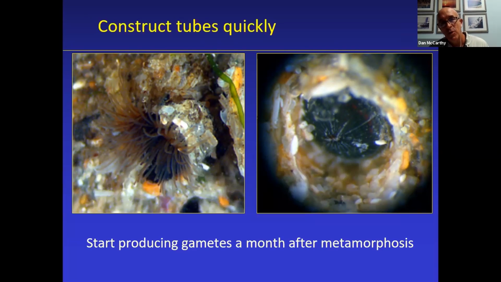After settling in metamorphosis, we know that they can produce gametes roughly a month after. That's very quick for them to start producing gametes. A lot of organisms, like sharks, for example, take years to be ready to reproduce, but these guys can reproduce within a few months for sure. And they can also add sediment to their tubes very quickly.